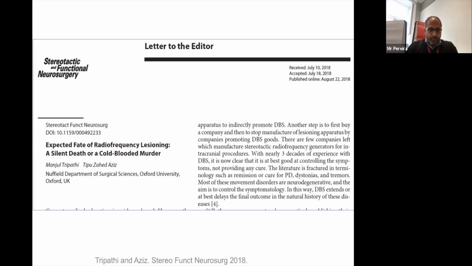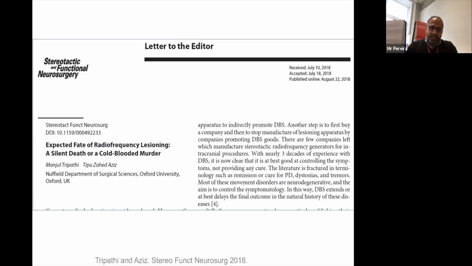This is a polemic from a mentor of Professor Nandi's and mine, Tipu Aziz. And I put this up there because it sort of laments the demise of radiofrequency lesioning versus deep brain stimulation and ultrasound. And it makes the rather cynical suggestion that deep brain stimulation manufacturers might buy lesioning companies in order to sideline radiofrequency lesioning as a therapy.